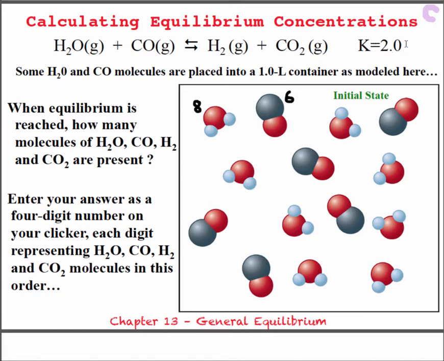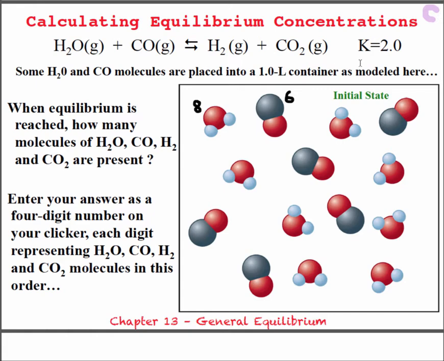The constant tells me it's 2, just a little bit more than 1, so maybe a little bit of this is favored. Do I have 8 waters? 1, 2, 3, 4, 5, 6, 7, 8, and 6 carbon monoxides: 1, 2, 3, 4, 5, 6. So I have 6 of these and 8 of these. And all I know is the constant.